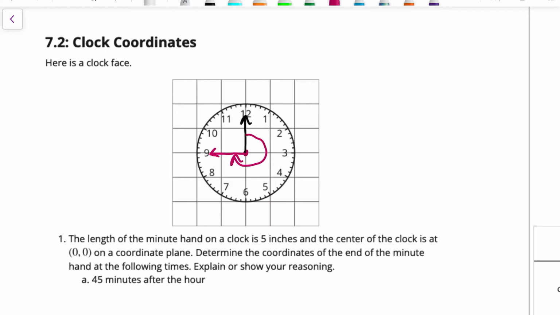And so if the minute hand is 5 inches long, let's just say the coordinates are in units, right? So if this was our y-axis and here's our x-axis, then that would be the ordered pair (-5, 0), because it is along the x-axis, along that horizontal, but it is 5 units to the left of the y-axis.